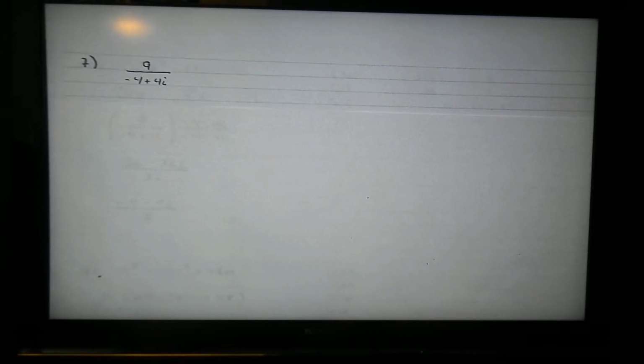Problem number 7, we're asked to simplify the expression. In our expression, 9 divided by negative 4 plus 4i, we have to understand that i is the square root of negative 1, which means we have an irrational value in our denominator.